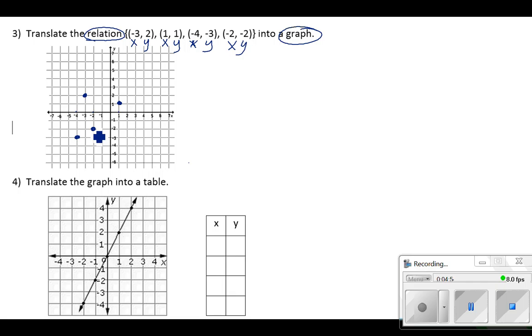Number 4, translate the graph into a table. Now we're going to go the reverse direction. We're going to look at the points that are on the graph and change them into the table. So I'm going to start down here just because I like to go from left to right. And that's going to be -2, -4.